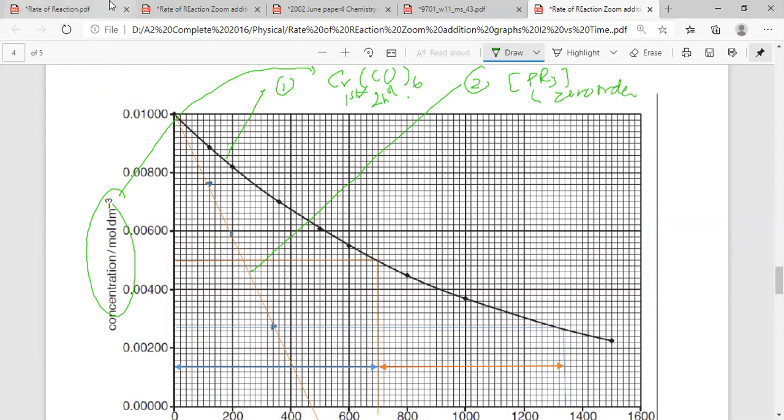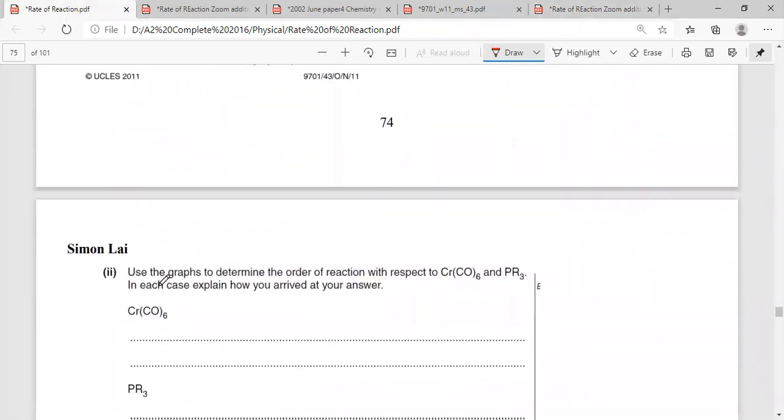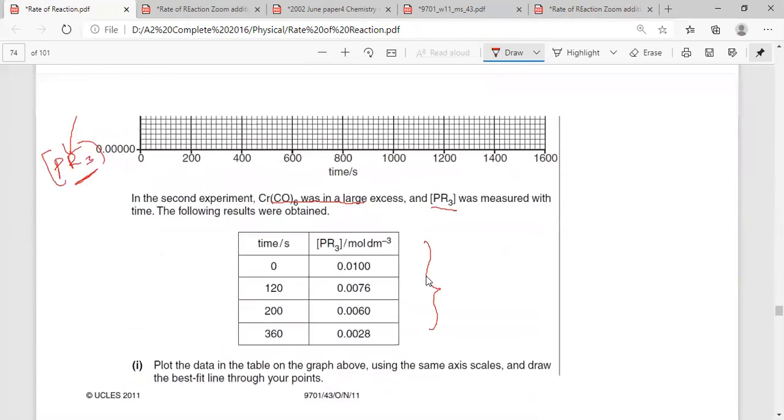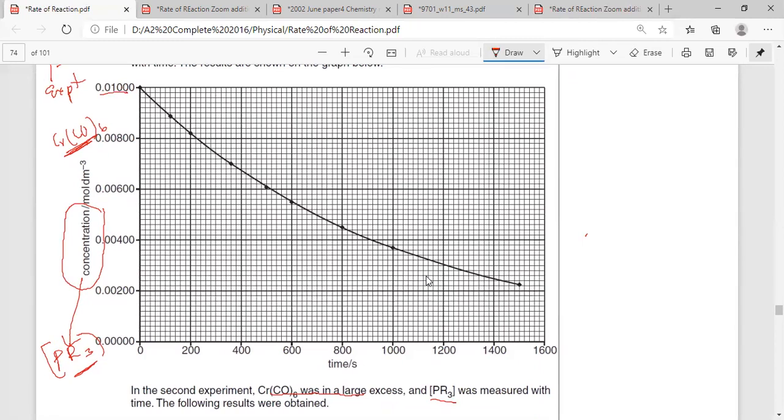Okay, now let's go to the question. So the question is here. Plot the graph and so on. Use the graphs to determine the order with respect to each. So show how, in each case, you arrive at the answer. Of course, to show first order, the easiest way is to use half-life. So here, 0.01 gives very accurate, to 0.05 is here.